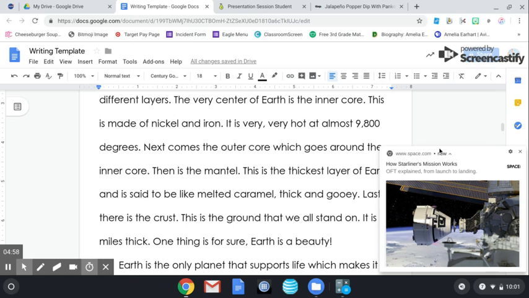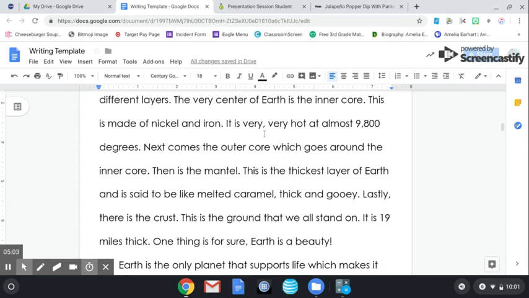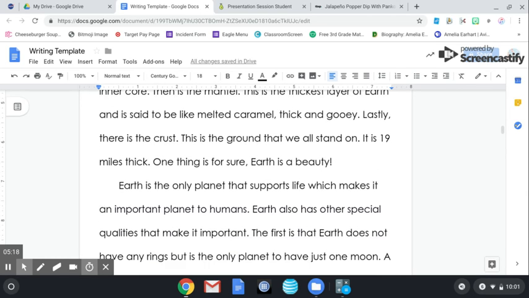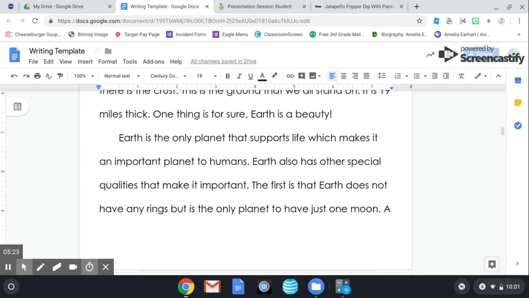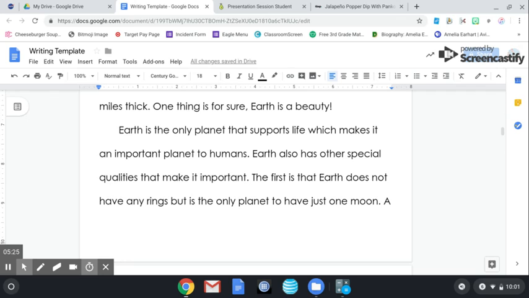This is made up of nickel and iron. It is very, very hot at almost 9,800 degrees. Next comes the outer core, which goes around the inner core. Then is the mantle. This is the thickest layer of Earth and is said to be like melted caramel, thick and gooey. Lastly, there is the crust. This is the ground that we all stand on. It is 19 miles thick. One thing is for sure, Earth is a beauty.